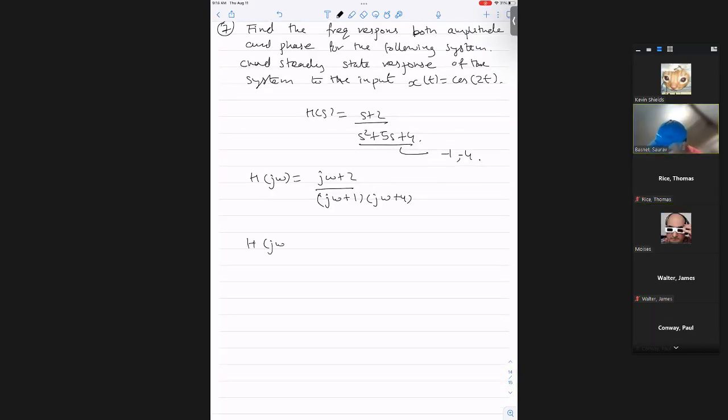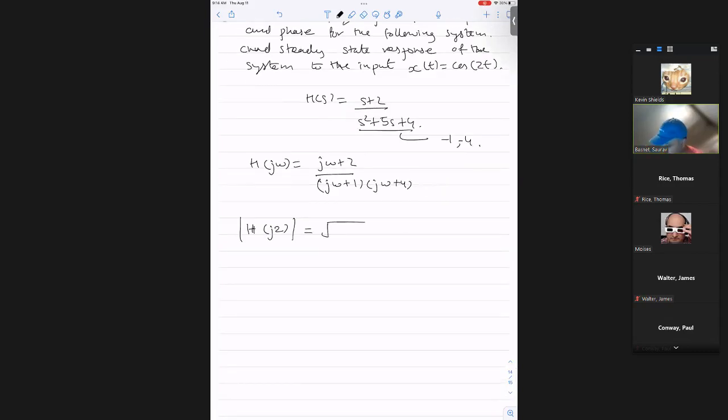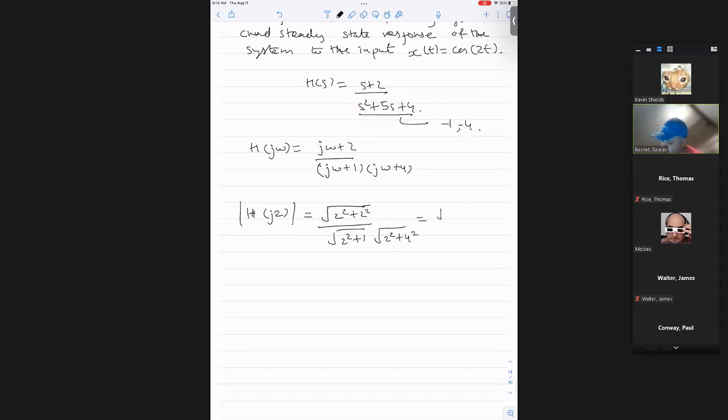So to find the magnitude, j2, sorry, j. Okay, so it is root over 2 squared plus 2 squared, divided by root over 2 squared plus 1, times root over 2 squared plus 4 squared. That will give us root over 8 divided by root over 5 times root over 20. This will give us how much? In the calculator.